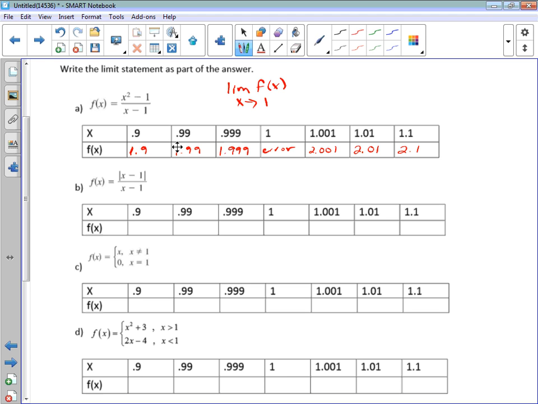So, we have enough information now to actually say what the limit is. As our x values get close to 1, so as we squeeze in on both sides, what is happening to my y values? What are they getting really close to? 2. Okay, 2, right? 1.999, 2.001, aren't those really, really close to 2? Yes, so the limit is 2.